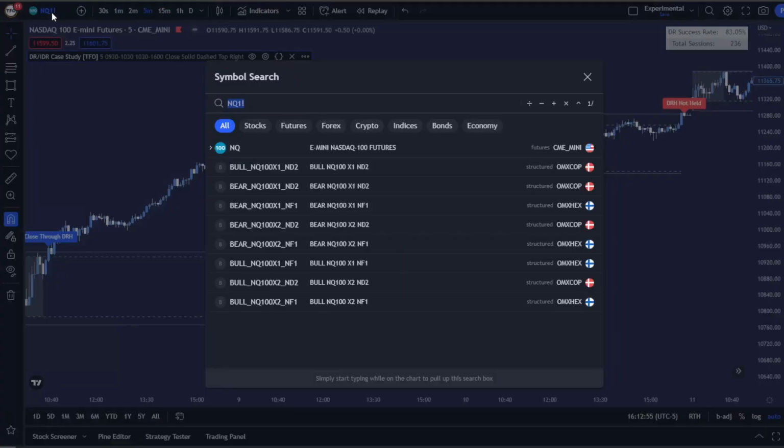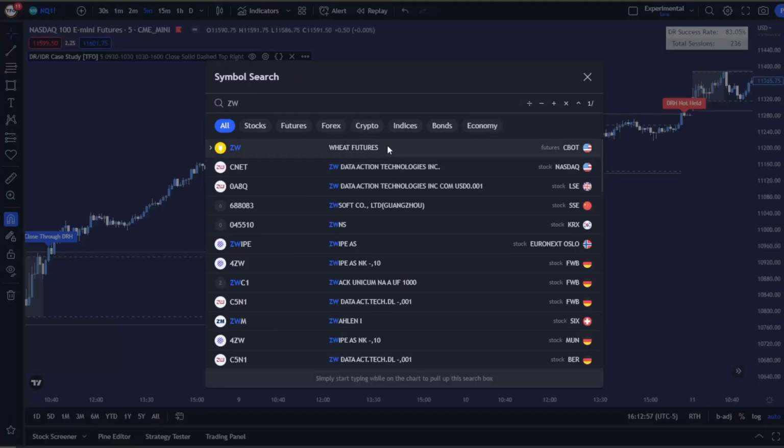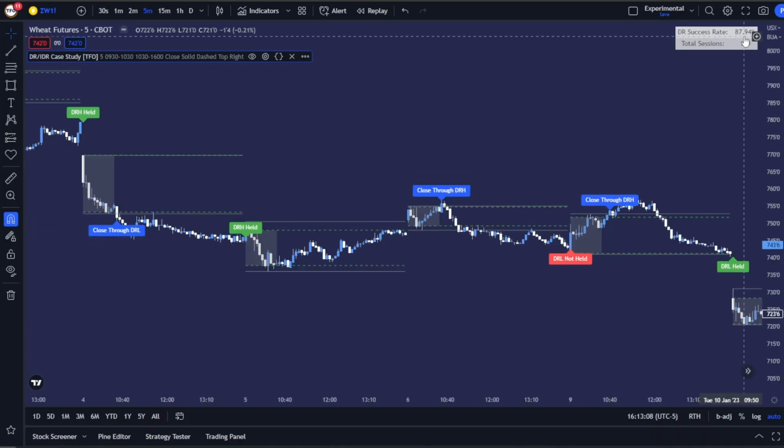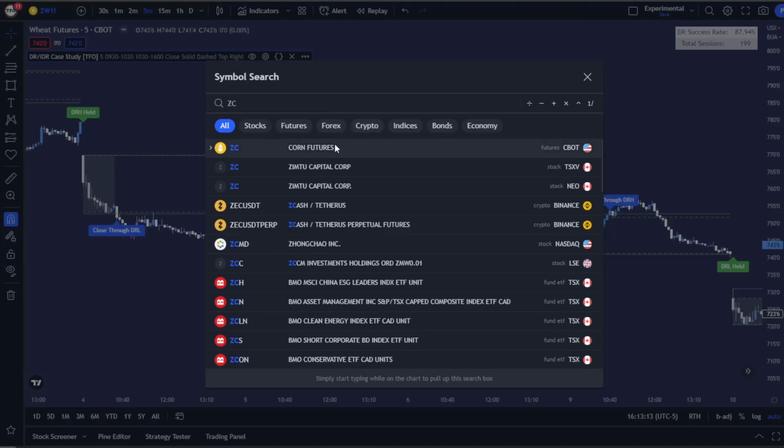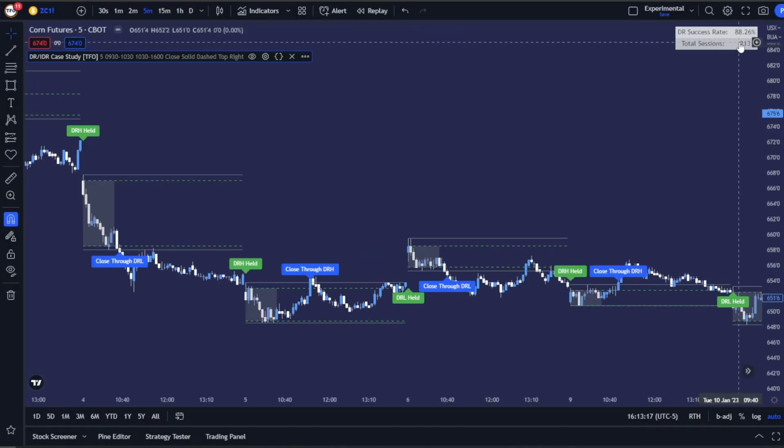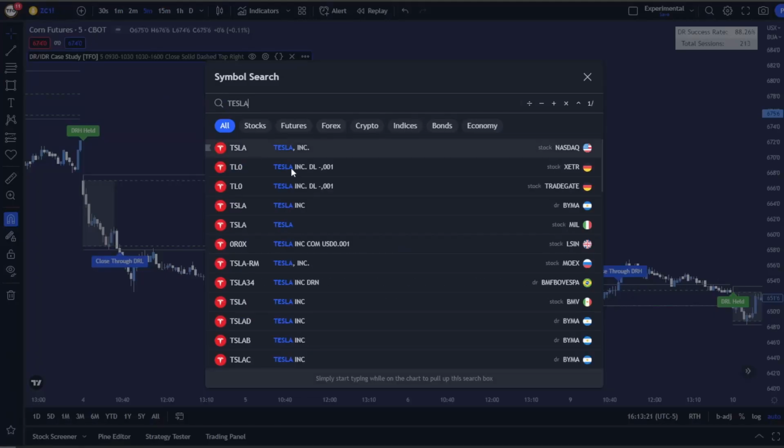And some interesting ones I found when I was just looking through different symbols. Surprisingly, wheat futures has an insanely high success rate, and also I believe it was corn futures. Yeah, with an 88% success rate. It also applies to stocks as well, of course.